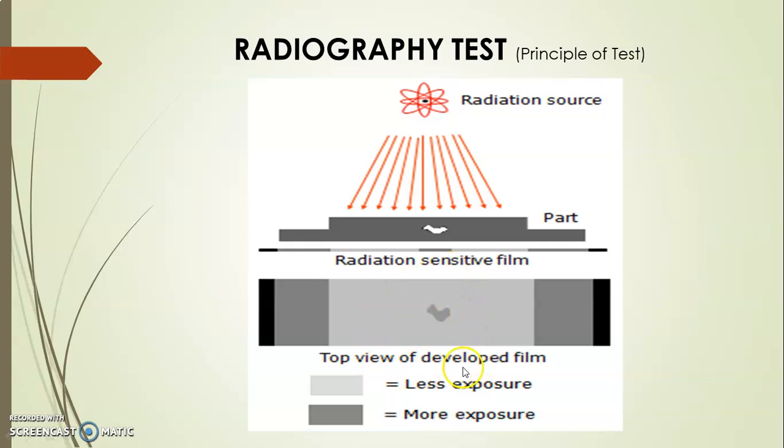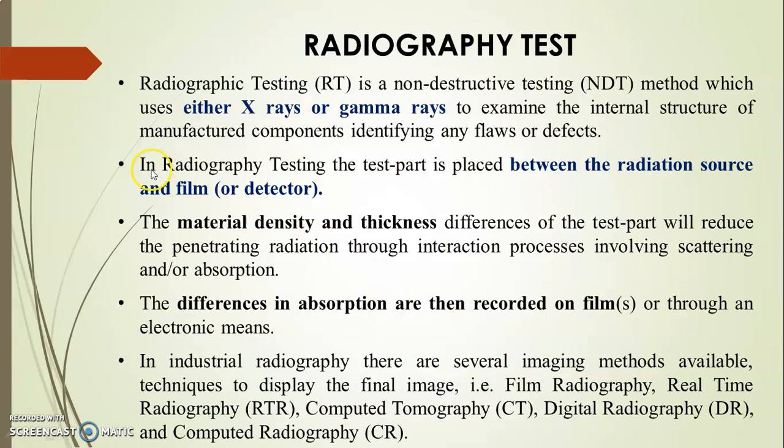Like in the previous eddy current method, we can test the specimen but we will not get a permanent record. Here, in the case of X-rays or gamma rays, we can get the permanent record. This surface shown here is less exposed, and this flaw portion is more exposed. With the help of this color we can identify the position of flaws. So this is the working principle in radiographic tests.